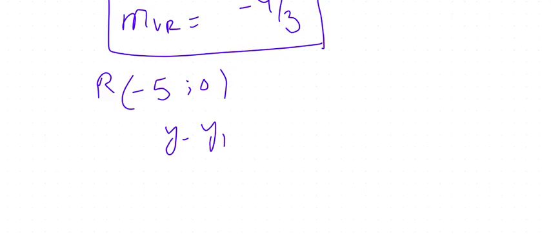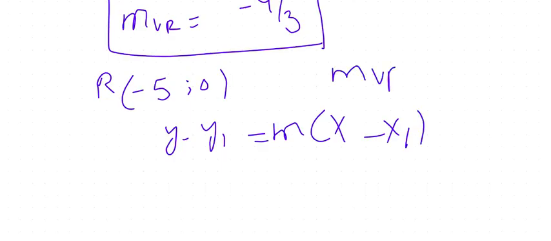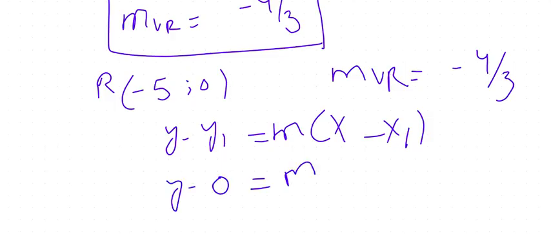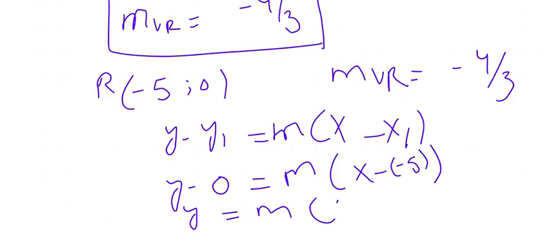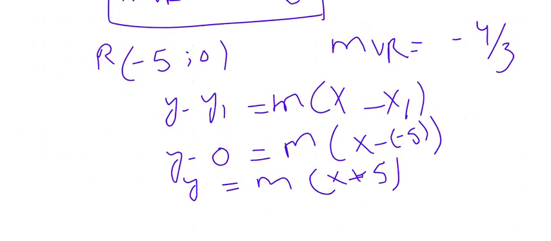So I'm just putting the values, MVR, which equals minus 4 by 3, in this equation. We got y minus y1 is 0, m into x minus minus 5. So we have y equals m into x plus 5. Okay? Sorry, I made a mistake over here. I did not put the value of m, so I'm just putting the value of m over here.